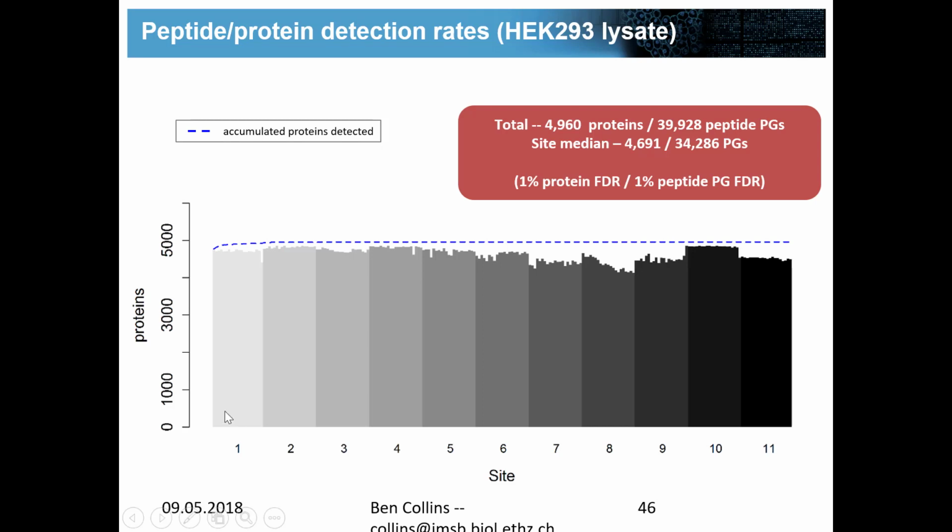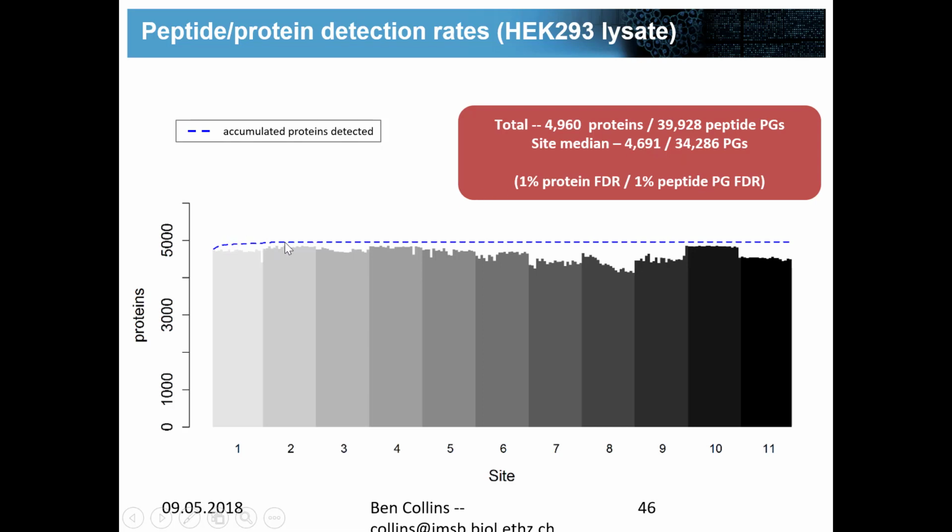And so here's essentially one of the main results from this study, and this is one of these curves that Rudy was showing earlier. What's being plotted here is the number of proteins detected, and we have site 1 to site 11 on the x-axis, and within each of these blocks there's 21 injections. So what you see is that everybody identifies somewhere between 4,000 to 5,000 proteins, but the median is about 4,600 proteins.